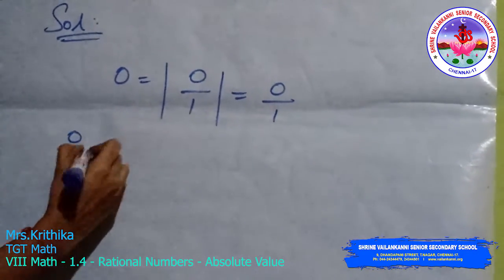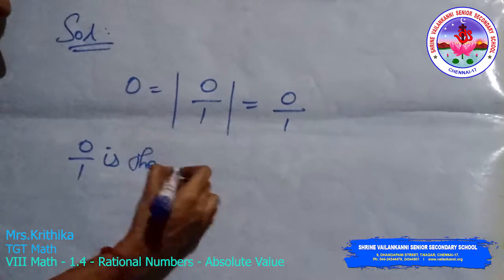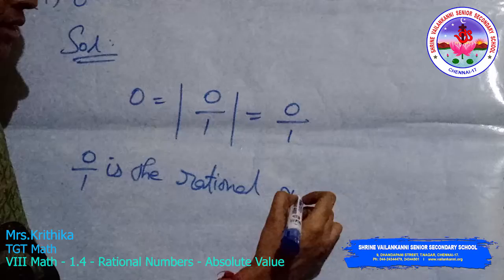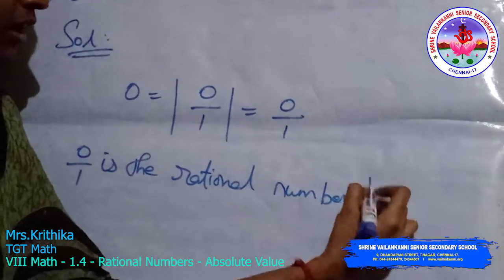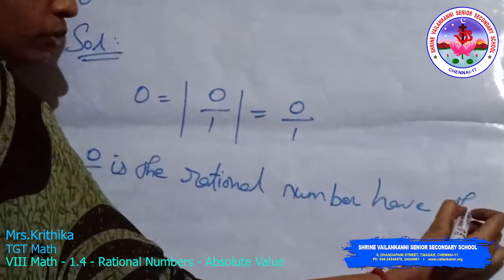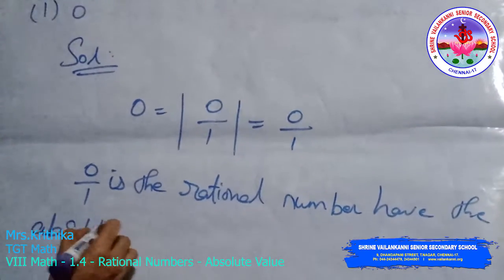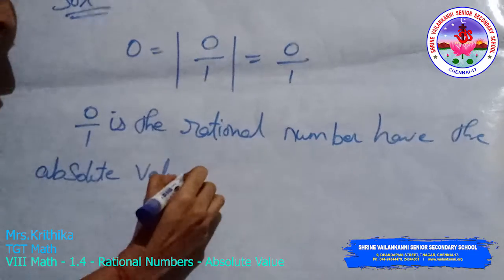0 by 1 is the rational number that has the absolute value 0.